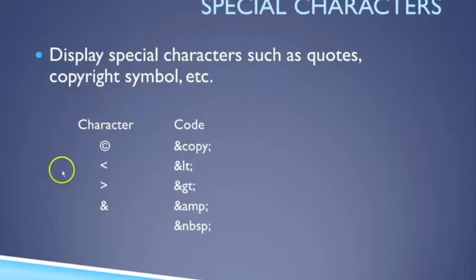When we display special characters, for example, if I want to display the copyright character, I have to use ampersand, copy, semicolon. The less than and greater than symbols are HTML tag definitions, so the browser would assume that anything after them is an HTML tag. So to display them, we use ampersand LT semicolon for less than, and ampersand GT semicolon for greater than. If we want the ampersand symbol to show up, we use ampersand, amp, and a semicolon.